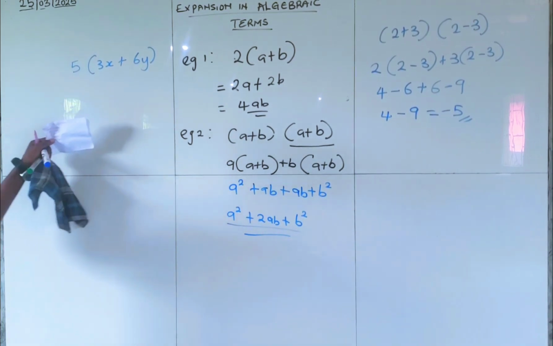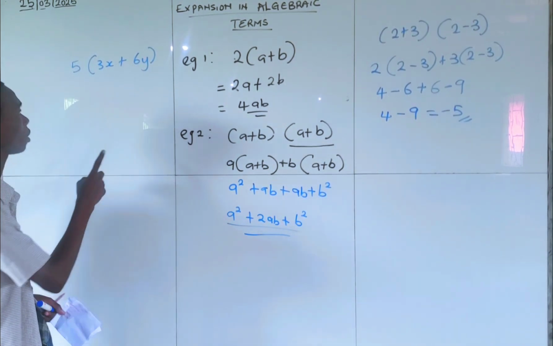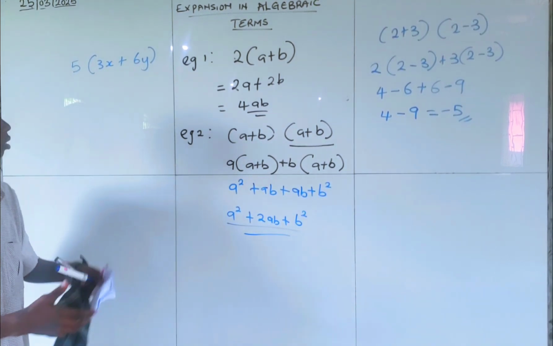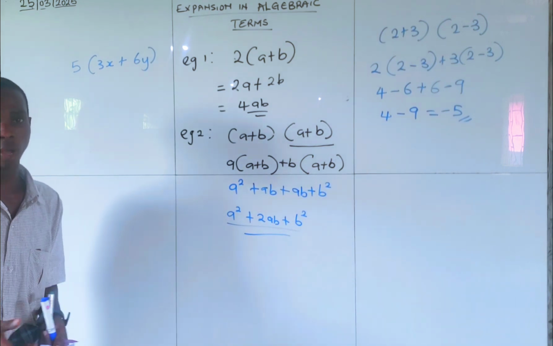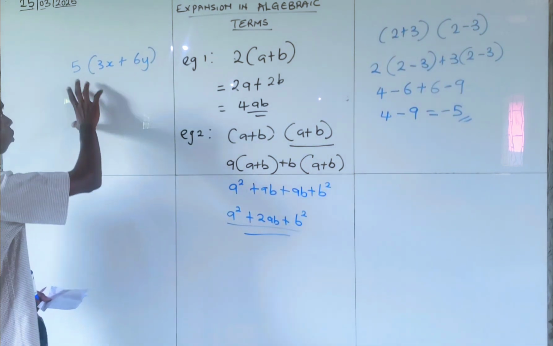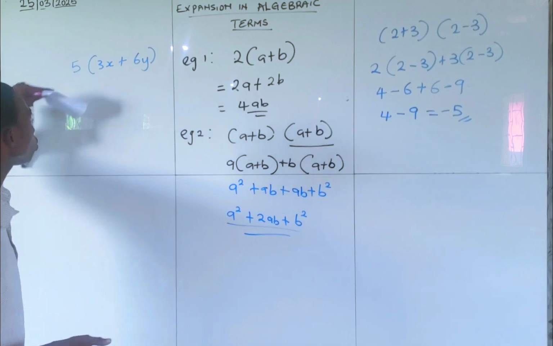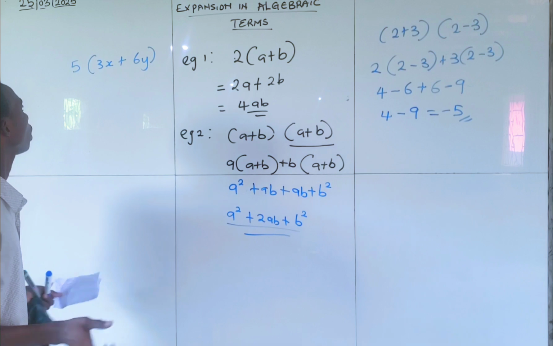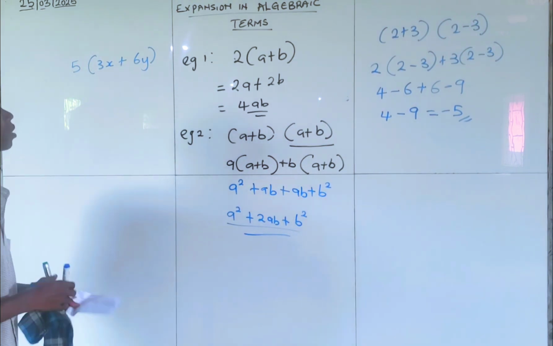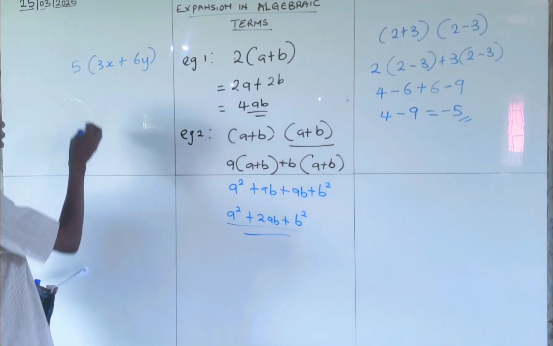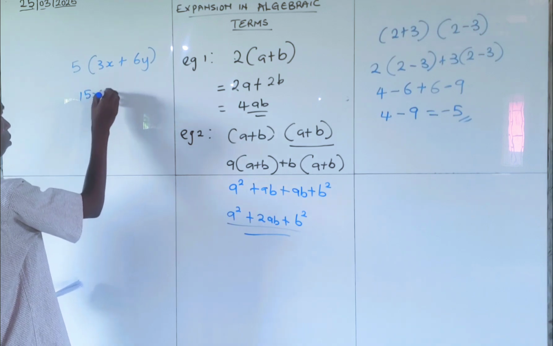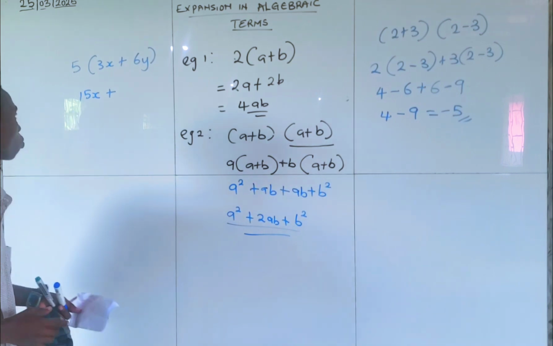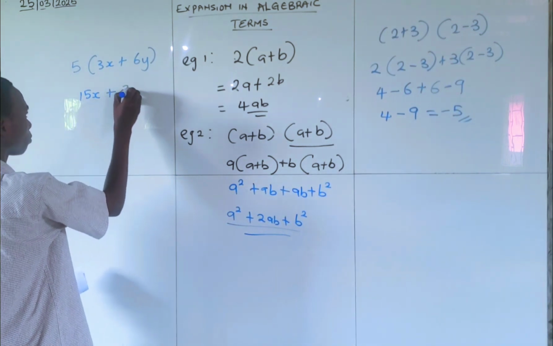Now, if we have something like this, this is 5 open parentheses 3x plus 6y. Now, what we need to do is that we have to use the outside function and then times the inside function. So let's do it. 5 times 3x will give us what? Will give us 15x. Plus 5 times 6y will give us what? Will give us 30y.